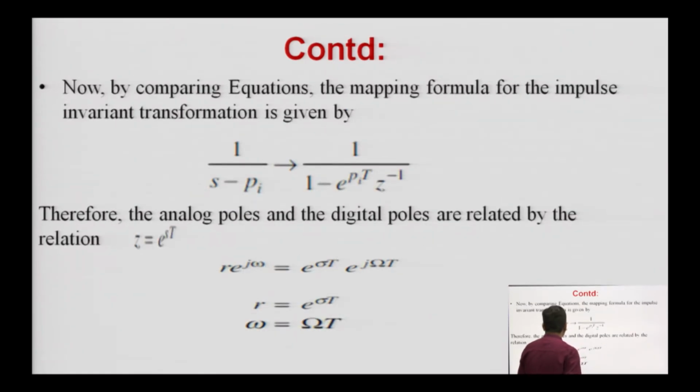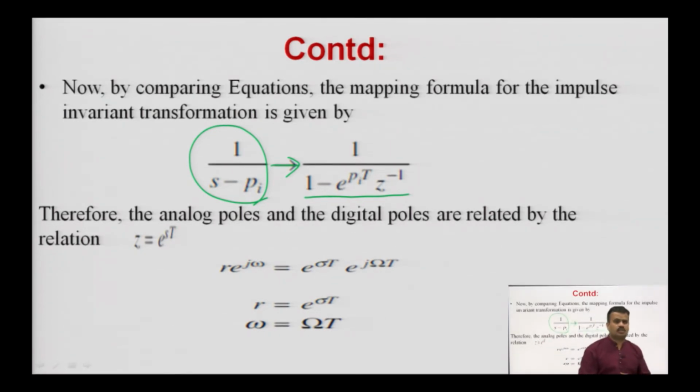Now, what did you initially take here? Initially you are assuming the factor 1 upon s minus p i in the analog domain. Now, you can convert it by this method into 1 upon 1 minus e to the power p i t z to the power minus 1. So, this linear factor can be changed from the analog domain to the digital domain in this way.